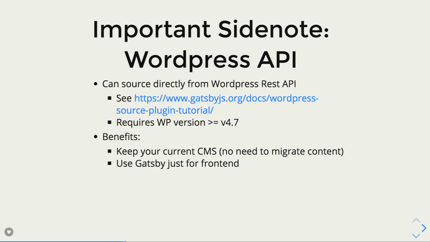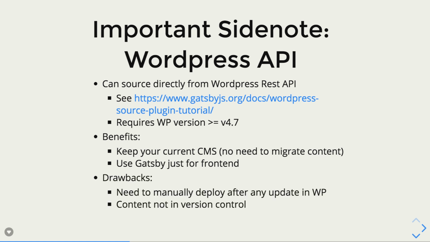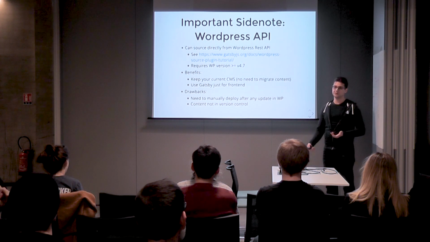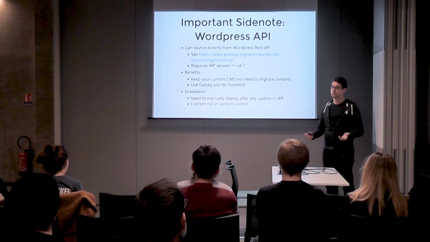The benefit you get from that is you don't need to migrate all of the content. You can keep WordPress as your current CMS if you're okay with it, and you just use Gatsby for the front end. But there are some drawbacks to this strategy, mainly that you do need to manually trigger deployment every time you make a change in your articles in the admin. And also your content is not in version control. That's one of the nice features you have by keeping everything in GitHub. You can always roll back.